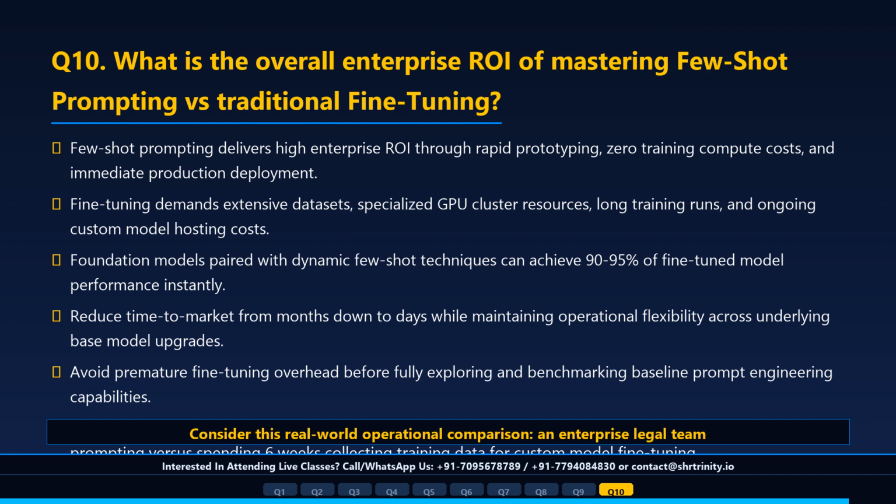Consider this real-world operational comparison. An enterprise legal team wanting to build a contract analysis tool could spend 6 weeks collecting training pairs and fine-tuning a custom model, or they could ship a fully functional, highly accurate prototype in 2 days by deploying dynamic few-shot prompting on a commercial API. Avoiding premature fine-tuning optimization saves hundreds of thousands of dollars in compute costs while dramatically accelerating time to value.